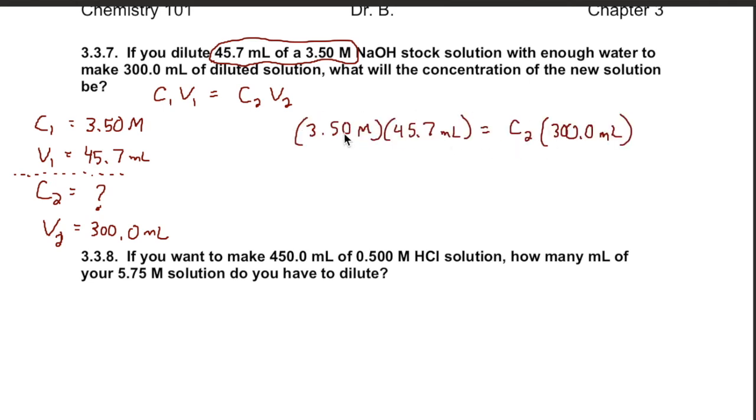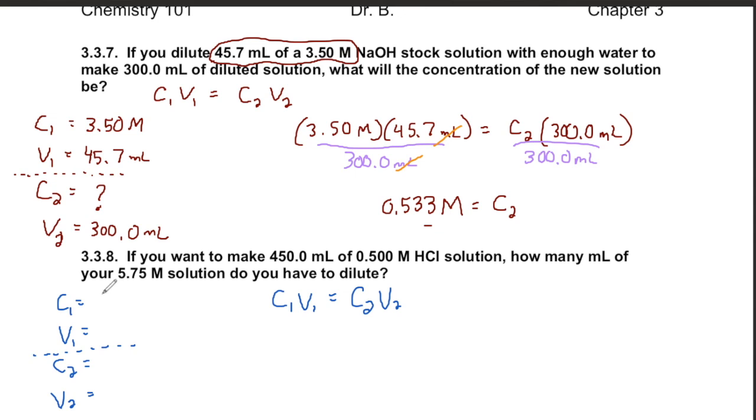So here is the setup with the amounts plugged in. Then to get C2 alone, we just divide both sides by 300 milliliters. The milliliters are going to cancel, and so we end up with C2 being 0.533 molar. And that makes sense because it's a concentration, so it has the unit molar, or mole per liter. It also makes sense that 0.533 is a lower number than what we started with, because we did make it more dilute, so the concentration should be going down. Sometimes it's helpful to make a little prediction like this.